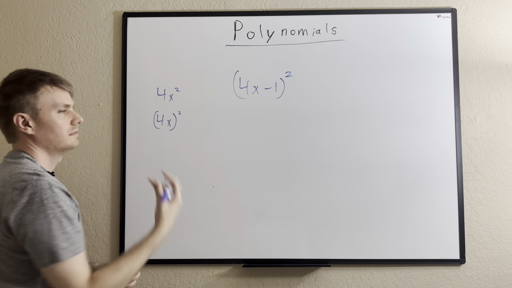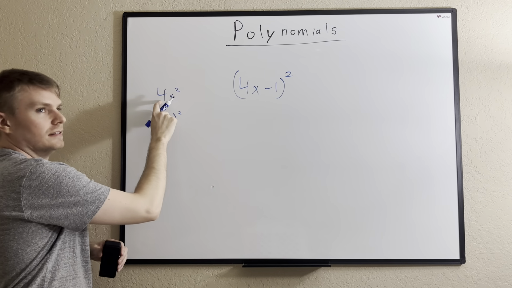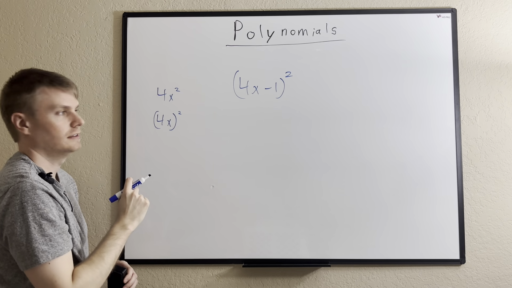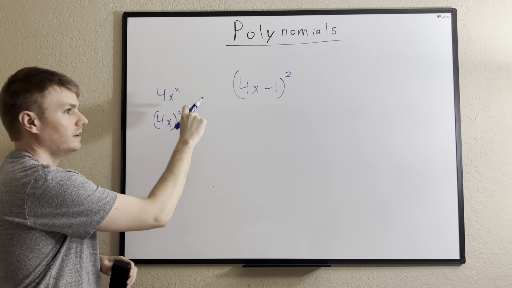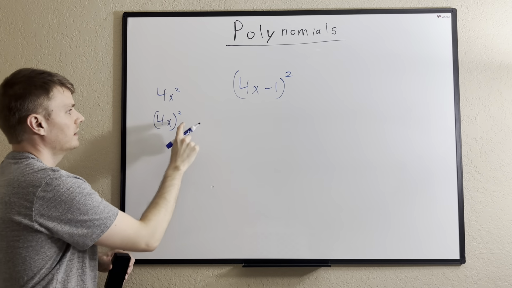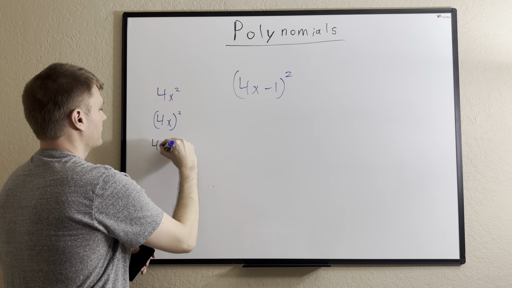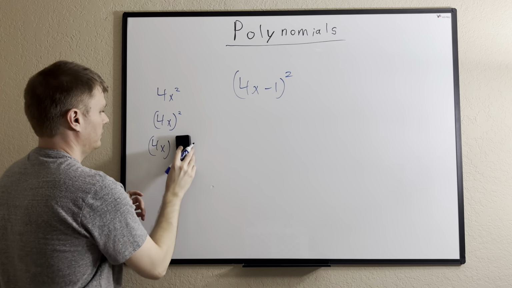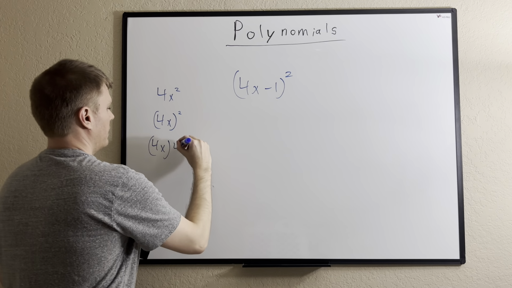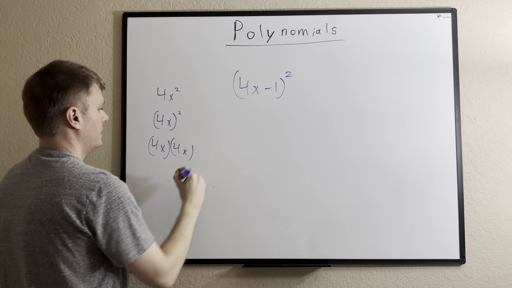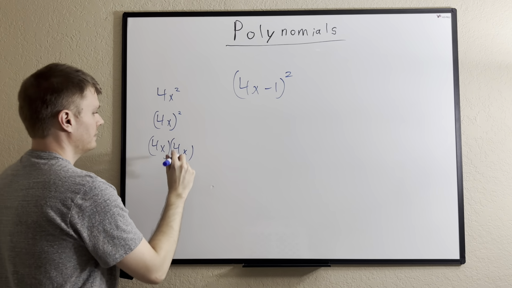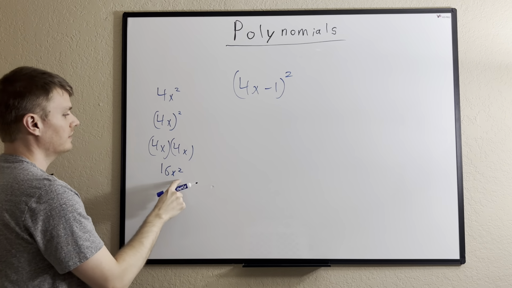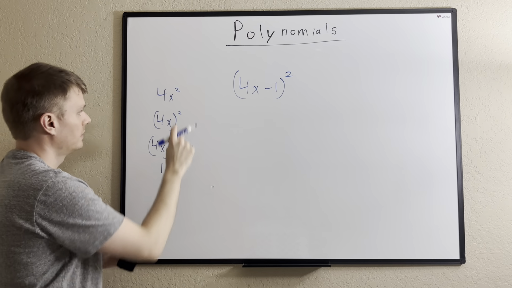4x squared, that is just a term. Coefficient of 4, variable x, and it's squared. 4x quantity squared, that is much different. We're taking 4x and we're multiplying it by another 4x. Right? 4 times 4 is 16. X times x is x squared. Completely different number from that, right?